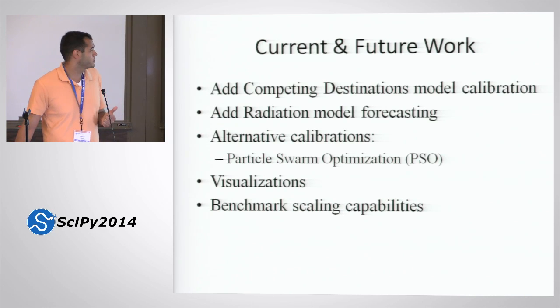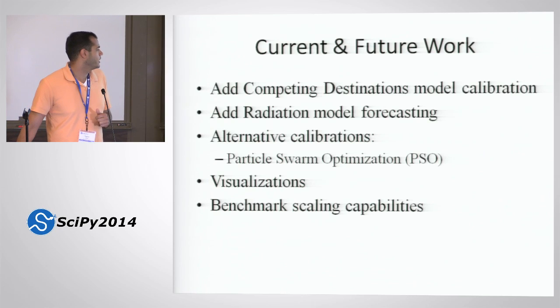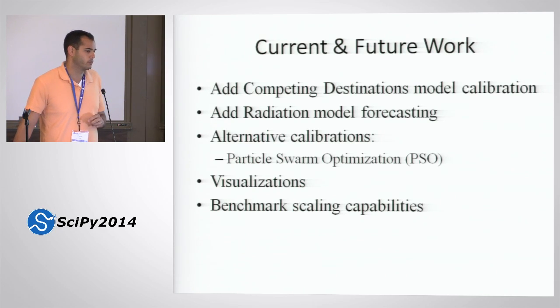Some alternative calibrations. One example is particle swarm optimization, which is a heuristic technique rather than statistical. And the one visualization I showed is not currently done in Python, so I'd hope to just add in some plotting features so you can validate your results.